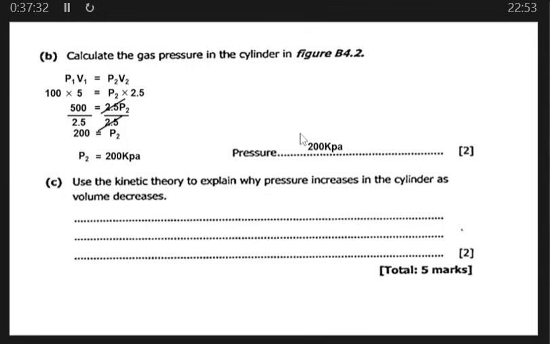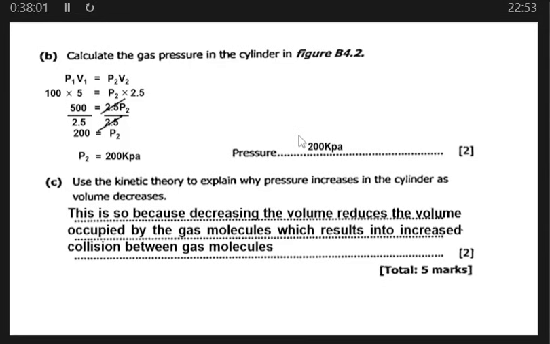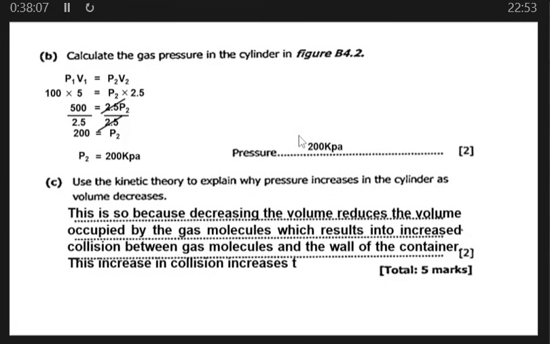Now, if you bring them closer, the collisions increase, because if it was taking time for particles to collide with each other, now you have brought them closer. So there will be a short time spent to collide with each other, and that will result in pressure. So the answer is: this is so because decreasing the volume reduces the volume occupied by the gas molecules, which results in increased collision between gas molecules and the wall of the container. This increase in collision increases the pressure. All right. So let's go to the next question.